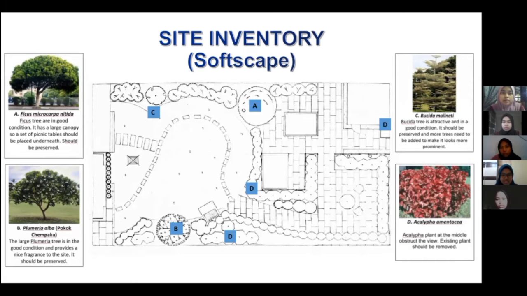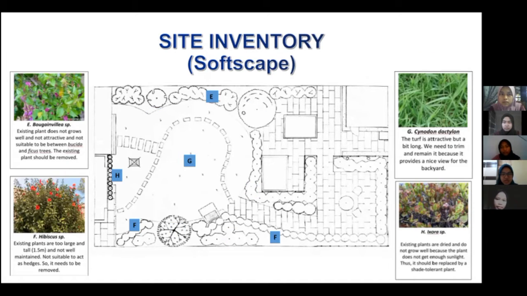So next slide, please. Here we have another 4 softscape elements, and we decide to remove 3 of them, which are bougainvillea, hibiscus, and ixora. We want to remove hibiscus because it is too large and too tall and also not well maintained. We want to remove ixora because it is dry and not growing well as it does not get enough sunlight, so we decide to replace it with other shade tolerant plants. On the other hand, we decide to remain and maintain the turf, Cynodon dactylon, because it can provide a nice view for our backyard.